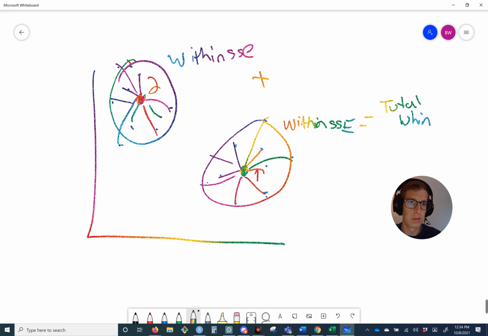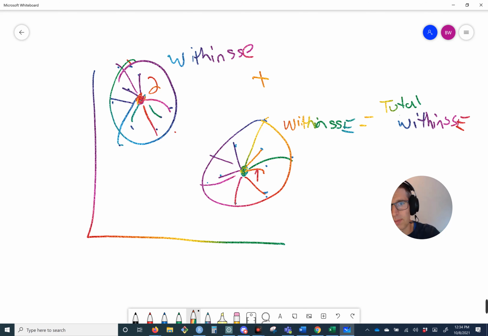Total within squares error. You guys know how I am at spelling. So you can think of that as the sum of squares error that would be analogous to a regression model. That's explained by the centroids.